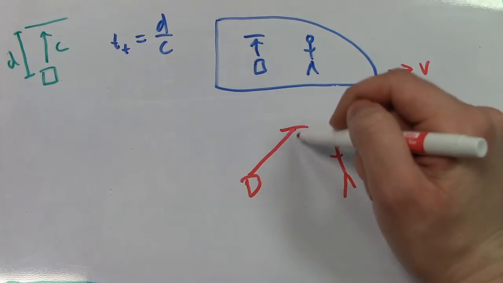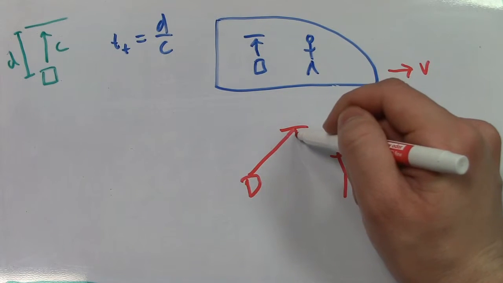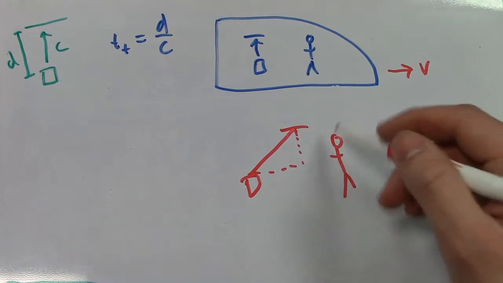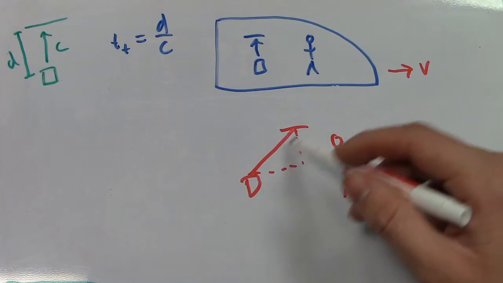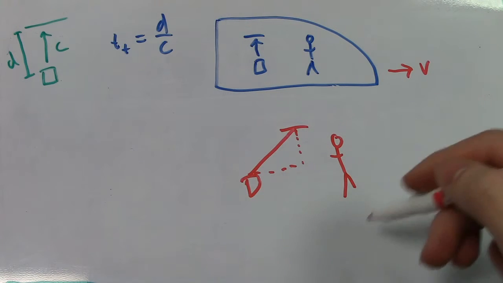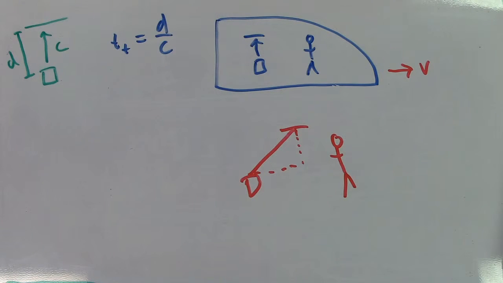From what we know about triangles, this distance, the hypotenuse, is longer than this distance. So, from the perspective of the person on the platform, the light has to travel a farther distance. Since light has to move at a constant speed, the only possible conclusion is that, from the perspective of the person on the platform, time is slower for the people on the train. We can see this mathematically.